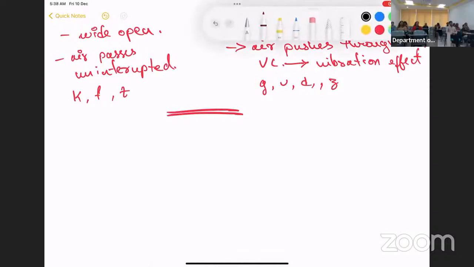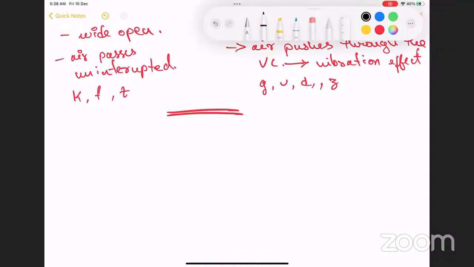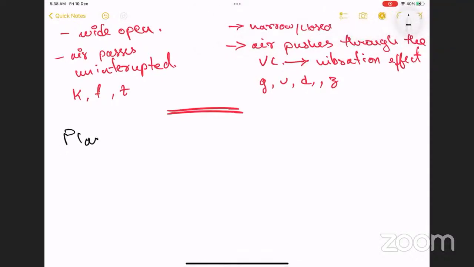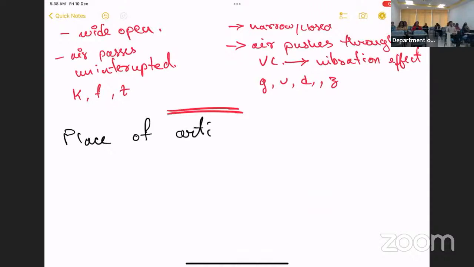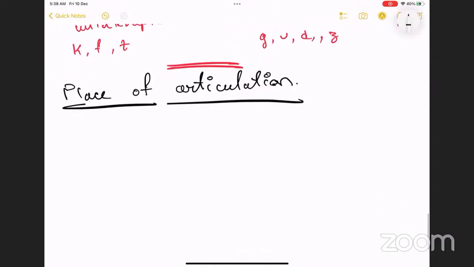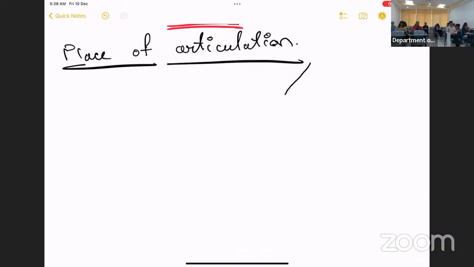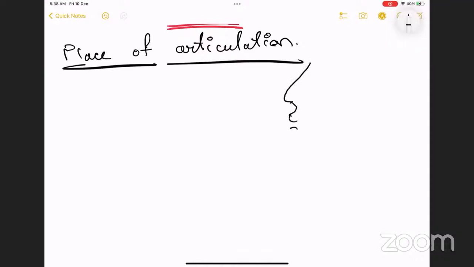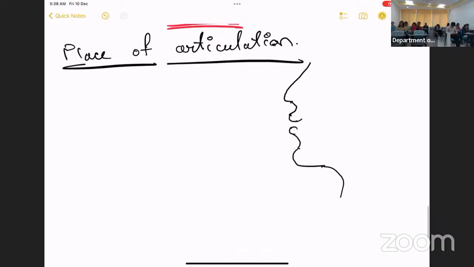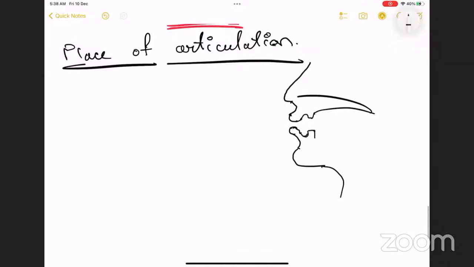Next, moving on, we'll do the place of articulation. Now, what do we mean by this place of articulation? We go back to the same diagram. I'll just quickly draw this diagram, but this time a little smaller so that I can accommodate everything here. Basically, we are going to talk about where all articulation happens.